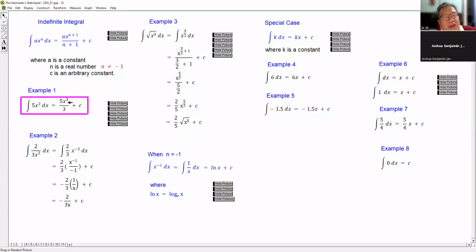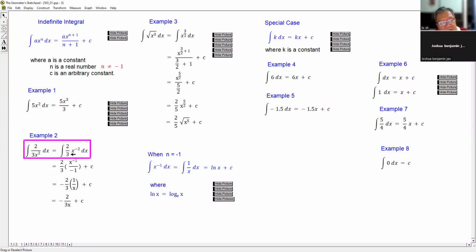Now, so far, can you follow this one? Do you know what to do? Yes or no? Yes, okay. Then we look at the second example. I want to integrate 2 over 3x squared dx. In this form, I cannot integrate because I didn't see the x to the power of something, so I cannot integrate. So I change this to 2 over 3.